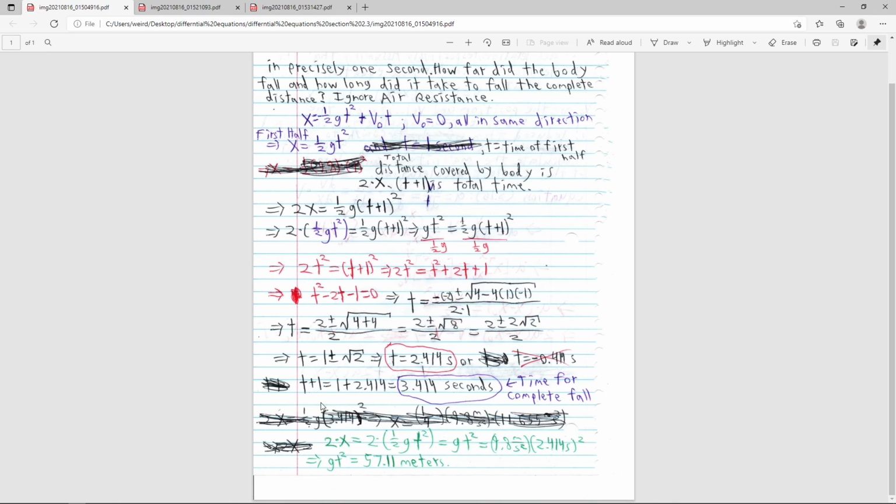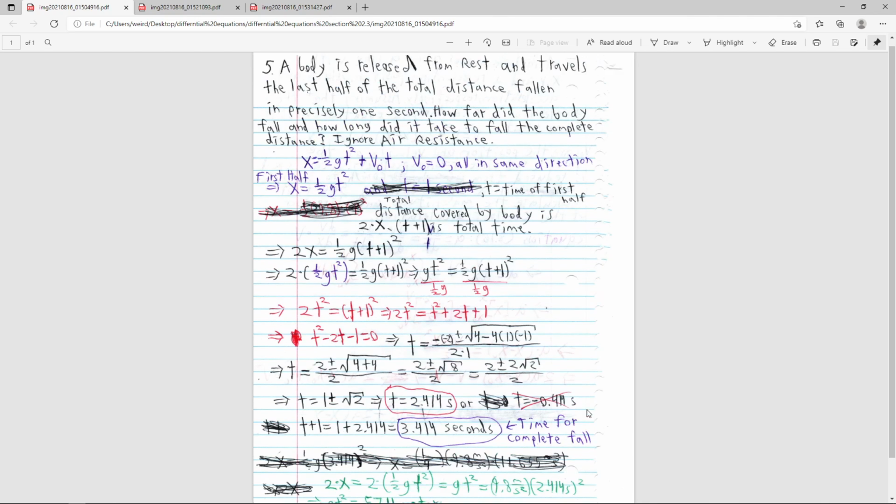And we solve for that, because t is the only unknown variable. Eventually we get t equals 1 plus or minus square root of 2, so that means t equals 2.414 seconds, or t equals negative 0.414 seconds, and you can't have negative time. Time is a positive value in our universe. You can't go back in time or any of that stuff. So t plus 1 is equal to 1 plus 2.414 seconds, so it's 3.414 seconds. And that's the time for a complete fall.